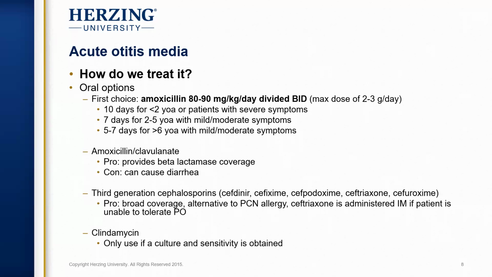You also could treat with Augmentin. It's good because it provides that beta-lactamase coverage. It's a little bit broader spectrum. It can cause diarrhea. Pretty much all of your antibiotics can cause diarrhea. You also have the option of your 3rd generation cephalosporins. I really like Cefdinir. It's once a day dosing and it's helpful. You could also use ceftriaxone. The con is it's an IM administration. That could be a pro as well if you have a kid who has a hard time taking medications. And then these are also an alternative if they have a penicillin allergy that is not an anaphylactic allergy. You could also use clindamycin, but you should really only use this if you have a culture and sensitivity.